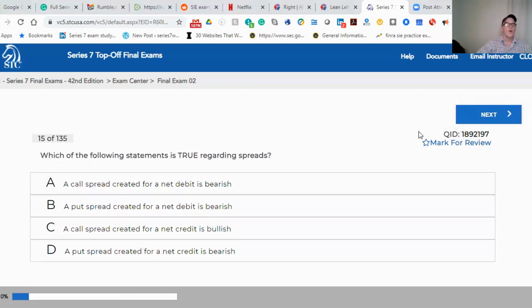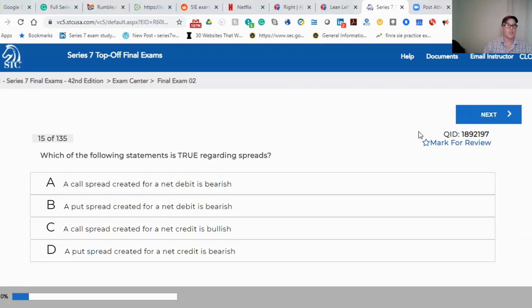Okay. Which of the following statements is true about spreads? Finally, an option question. Let's hope I do that. Okay. A call spread created for a net debit is bearish. Now, when I look at this, I change the word debit to buy and credit to sell. Makes it easier. So if I have a call spread created for a net buy, it's bearish. No, because they buy calls and they're bullish.